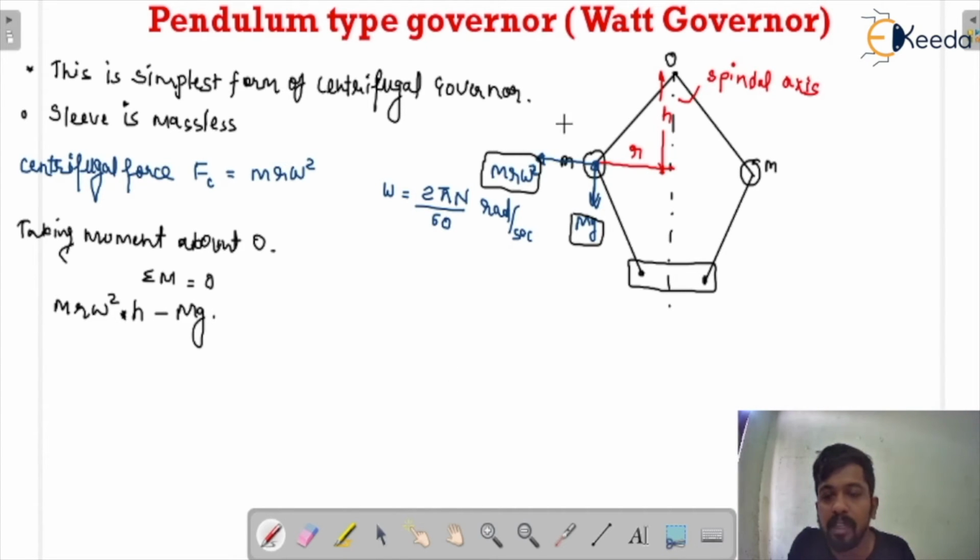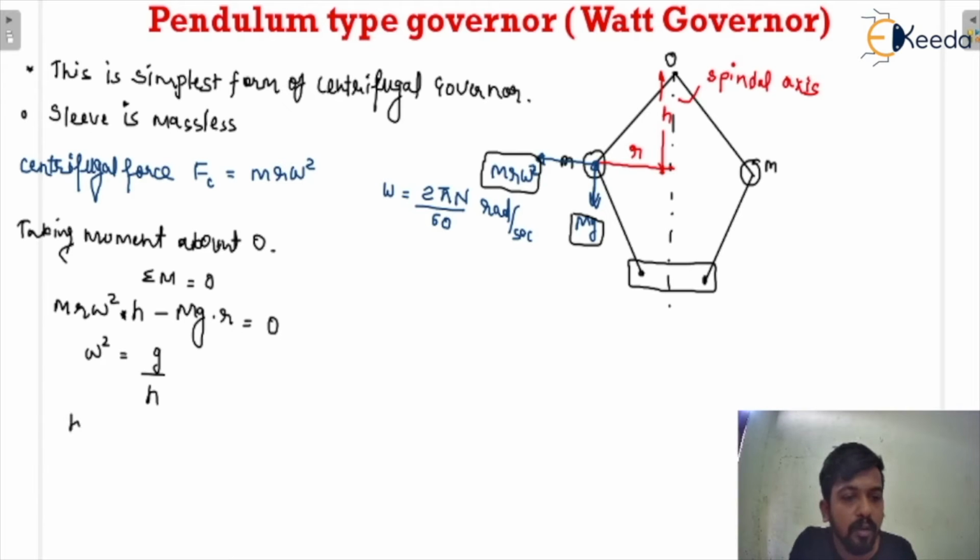So that is mg multiplied by the distance from the center of the ball, that is the weight of the ball, to the spindle axis point of intersection, so that is small r, and that's equal to 0. When you solve this, you can see that mr and mr will cancel out, and you will get omega square is equal to g upon h. From here you can write it as h is equal to g upon omega square.